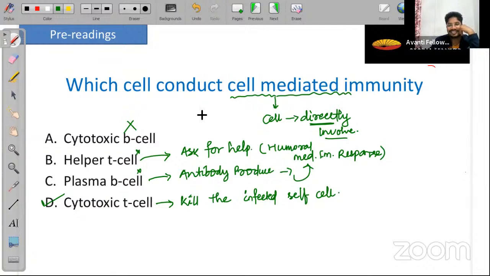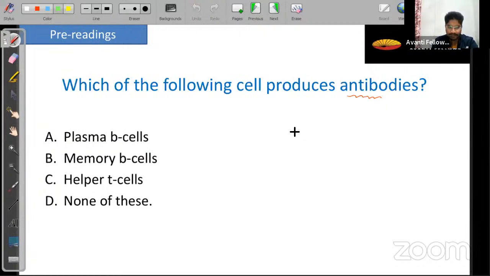Exactly. Like this. Well, I'm moving to the next question now. One more question is visible on your screen. Which of the following cell produces antibody? पहला question में ही मैंने आंसर बता दिया है इसका. And now I can assume that you can correctly answer the question because इसके पहले वाला question में भी मैंने already आंसर बता दिया है.